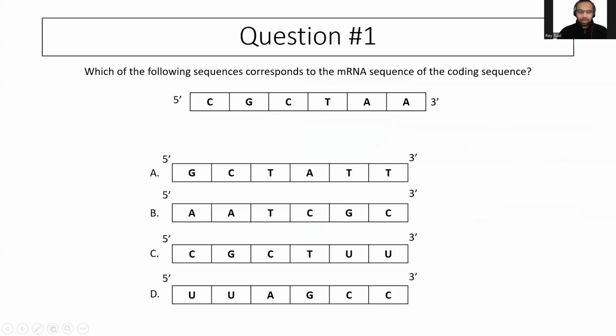So with that, let's get into some questions. For question 1, which of the following sequences corresponds to the mRNA sequence of the coding sequence? Rather than take the template sequence and work out the mRNA sequence, we can remember that the coding sequence is going to be the same as the mRNA sequence, with the exception of substituting uracil for thymine. So the answer in this case is C.